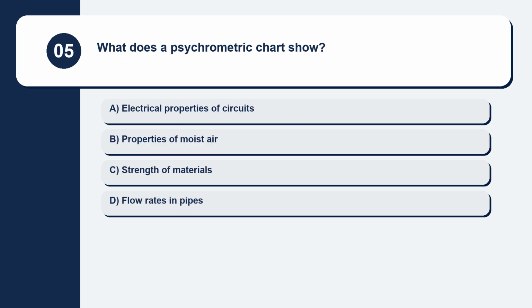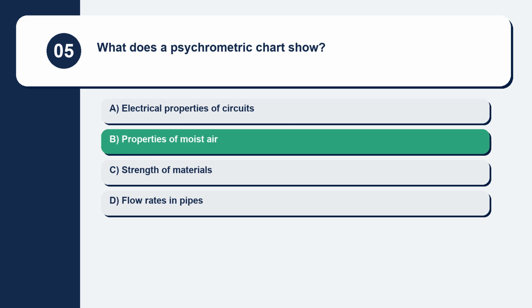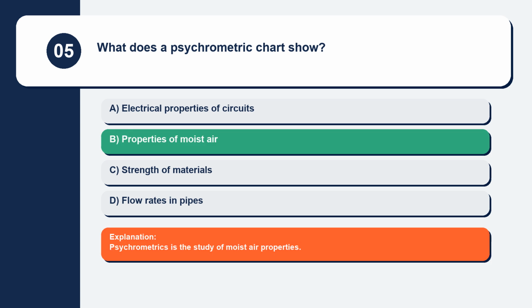Question 5. What does a psychrometric chart show? Electrical properties of circuits. Properties of moist air. Strength of materials. Flow rates in pipes. Psychrometrics is the study of moist air properties.